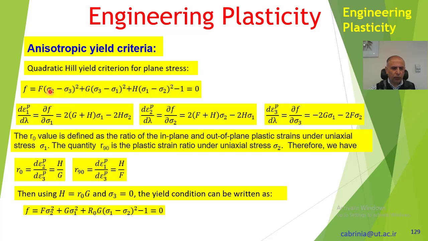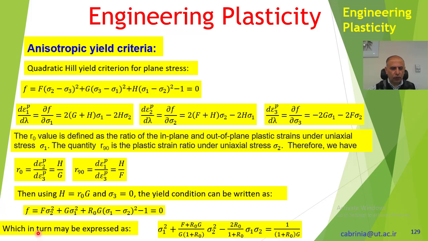Now we have here f sigma 2 squared, here we have g sigma 1 squared because sigma 3 is 0, and here we have h times sigma 1 minus sigma 2 to the power of 2, minus 1. So instead of h we substitute R0 g, we get this one, which in turn may be expressed as this. Here we have brought sigma 1 squared together, we got 1 sigma 1 squared here and 1 sigma 1 squared here.